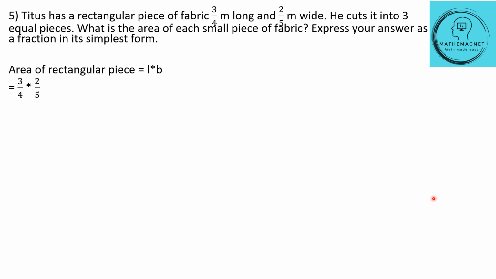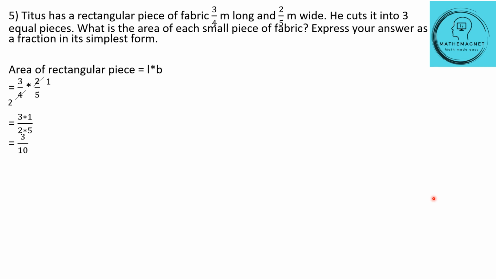So the area of this piece can be calculated as 3/4 × 2/5, in which 2 and 4 get cancelled as 2 times. So it becomes 3 × 1/2 × 5, which is equal to 3/10. So the area of this original rectangular piece of cloth was 3/10.